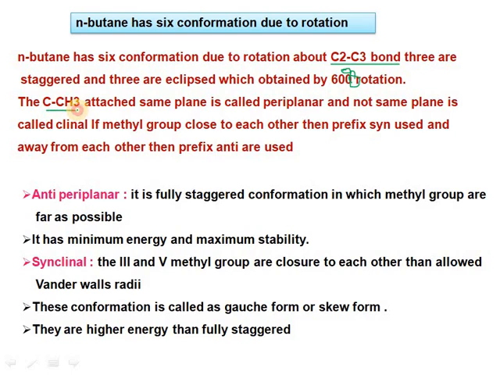So when the C–CH3 bonds are attached in the same plane, it is called periplanar, and when not in the same plane, it is called clinal. If the methyl groups are close to each other, the prefix syn can be used, and if away from each other, the prefix is anti. Now we have discussed anti-periplanar and synclinal. Anti-periplanar means a fully staggered conformation, in which the methyl groups are as far apart as possible.